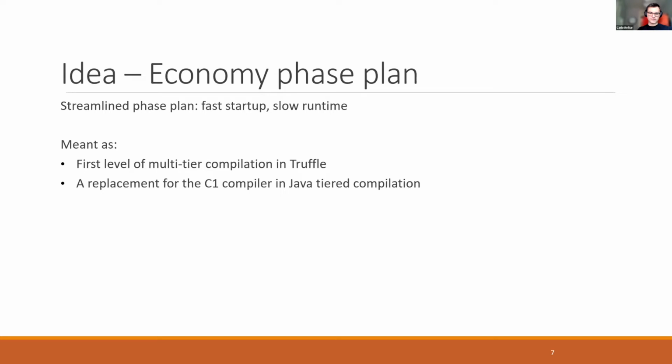Truffle, kind of like Java, also presents a multi-tier compilation model where economy mode represents the first tier of compilation. And it could be seen as a sort of replacement for the C1 compiler in the HotSpot Java compilation model. However, it needs to be noted that the C1 also does profiling of the generated code, which at the moment is not implemented in the economy phase plan.